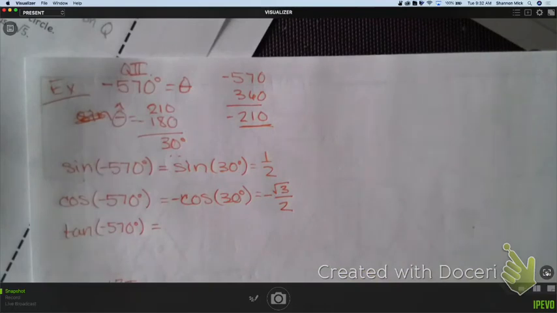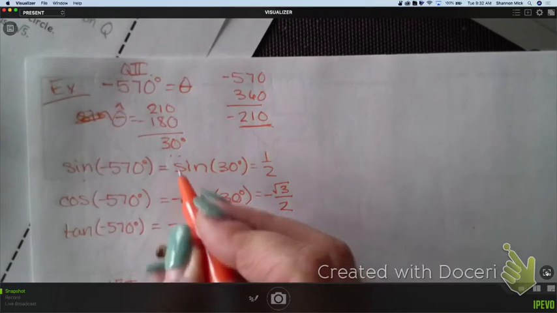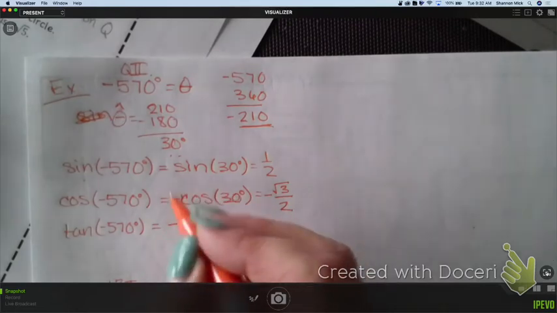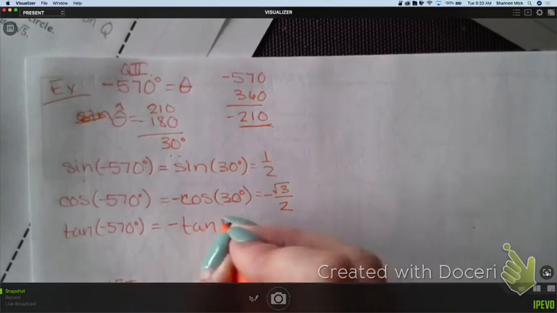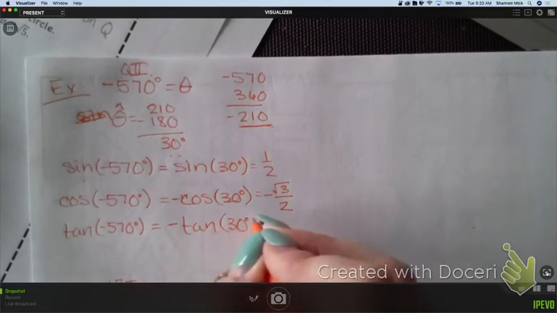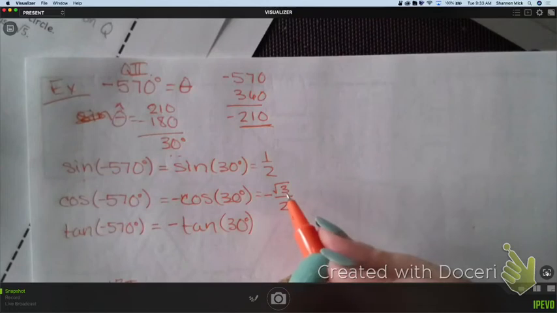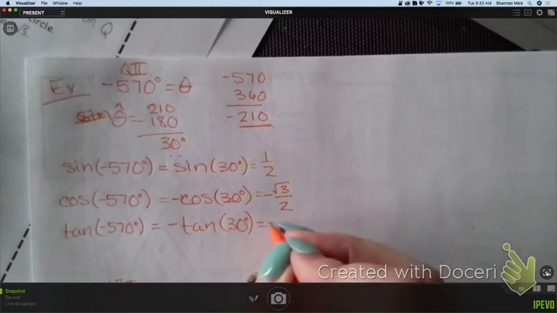Okay, tangent, positive or negative? Negative. When these two are opposite signs, it's going to be negative, isn't it? The tangent of 30. So it would be 1 over the square root of 3, so it's going to be negative square root of 3 over 3. You got to rationalize it.